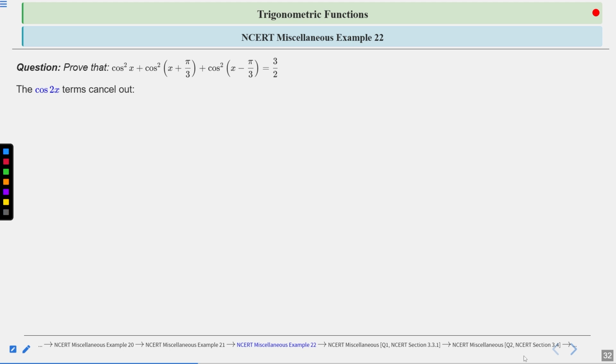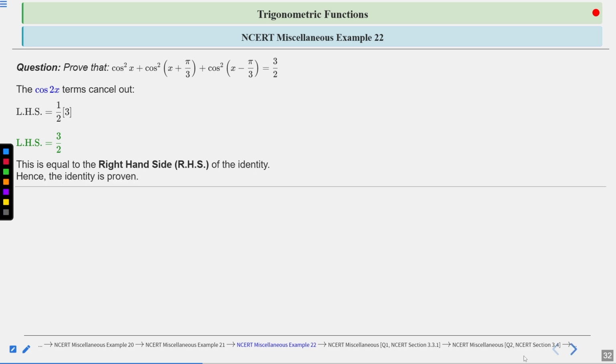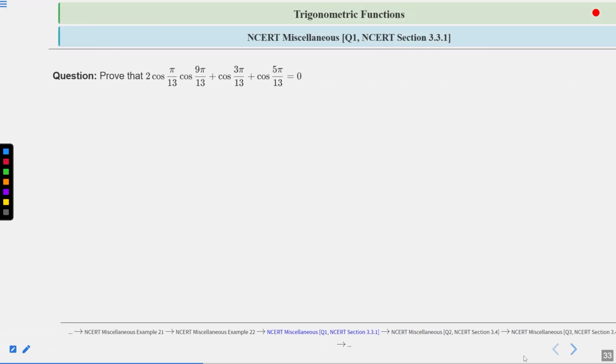Now the cos 2x term basically cancels out, right? So LHS will be equal to 1 by 2 into 3. So LHS will be equal to 3 by 2, okay? This is equal to the right hand side, RHS of the identity. Hence the identity is basically proven, okay? Okay, hope it's clear to all. Let us move to the next question.